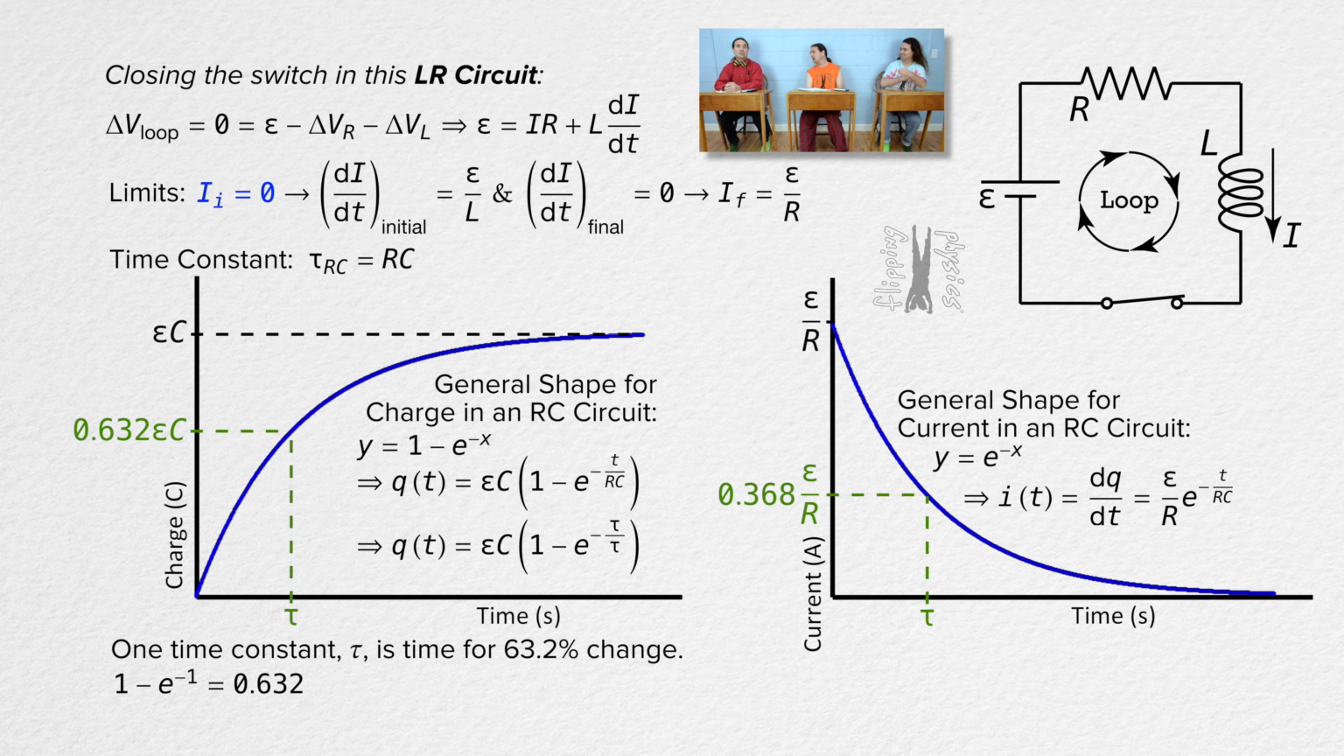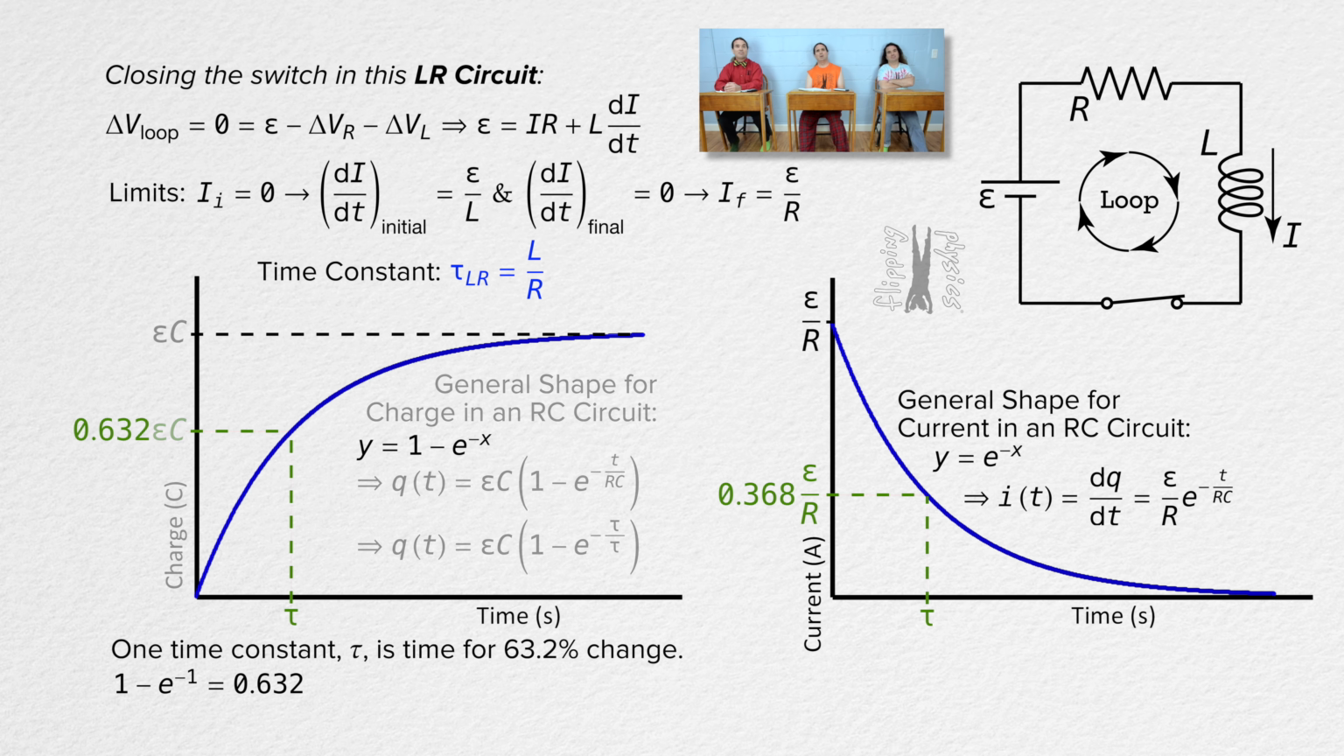From the loop rule equation, we get that the initial time rate of change of current equals EMF divided by inductance. We also know the final time rate of change of current will be 0 because the current will be at its maximum value. From the loop rule equation, we get current final equals EMF over resistance. You asked us to memorize that the time constant for an LR circuit equals inductance divided by resistance.